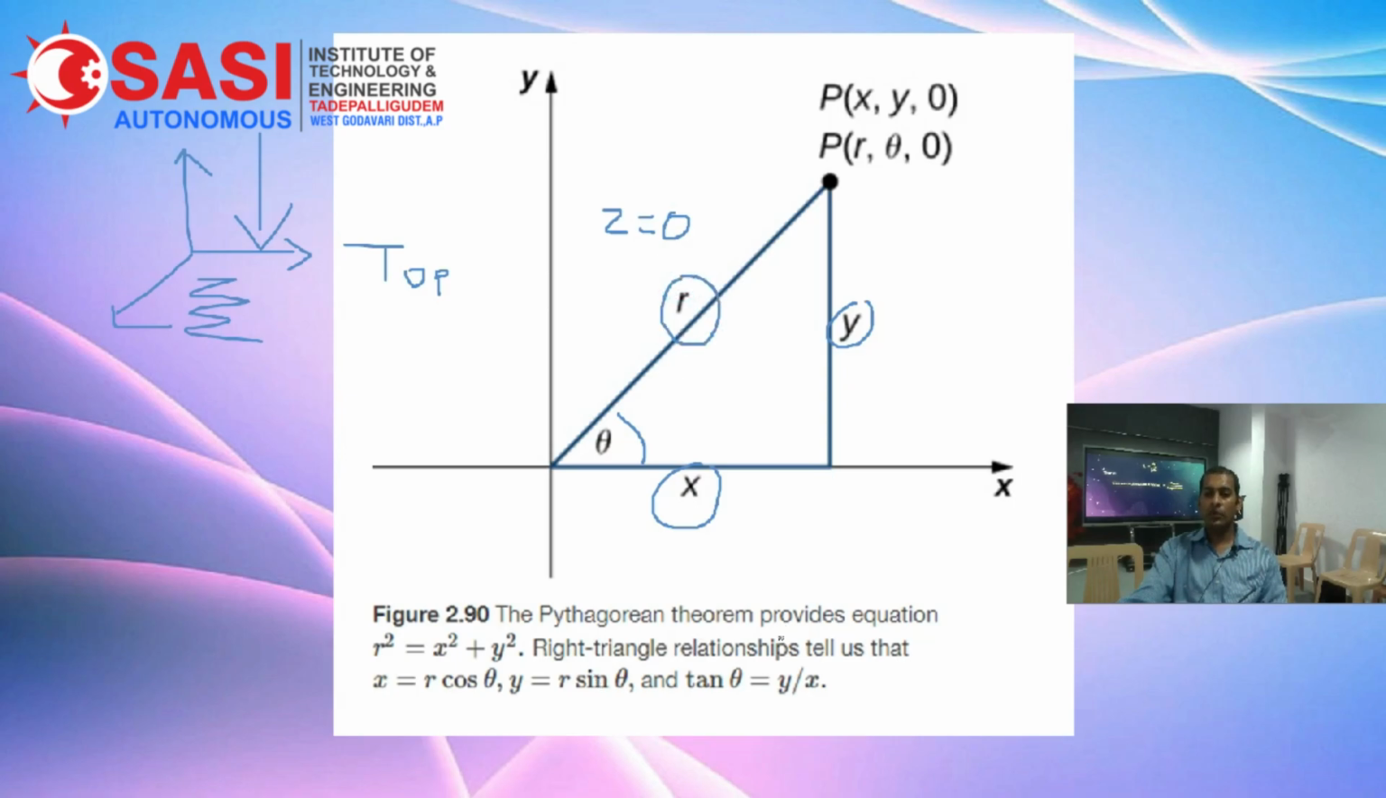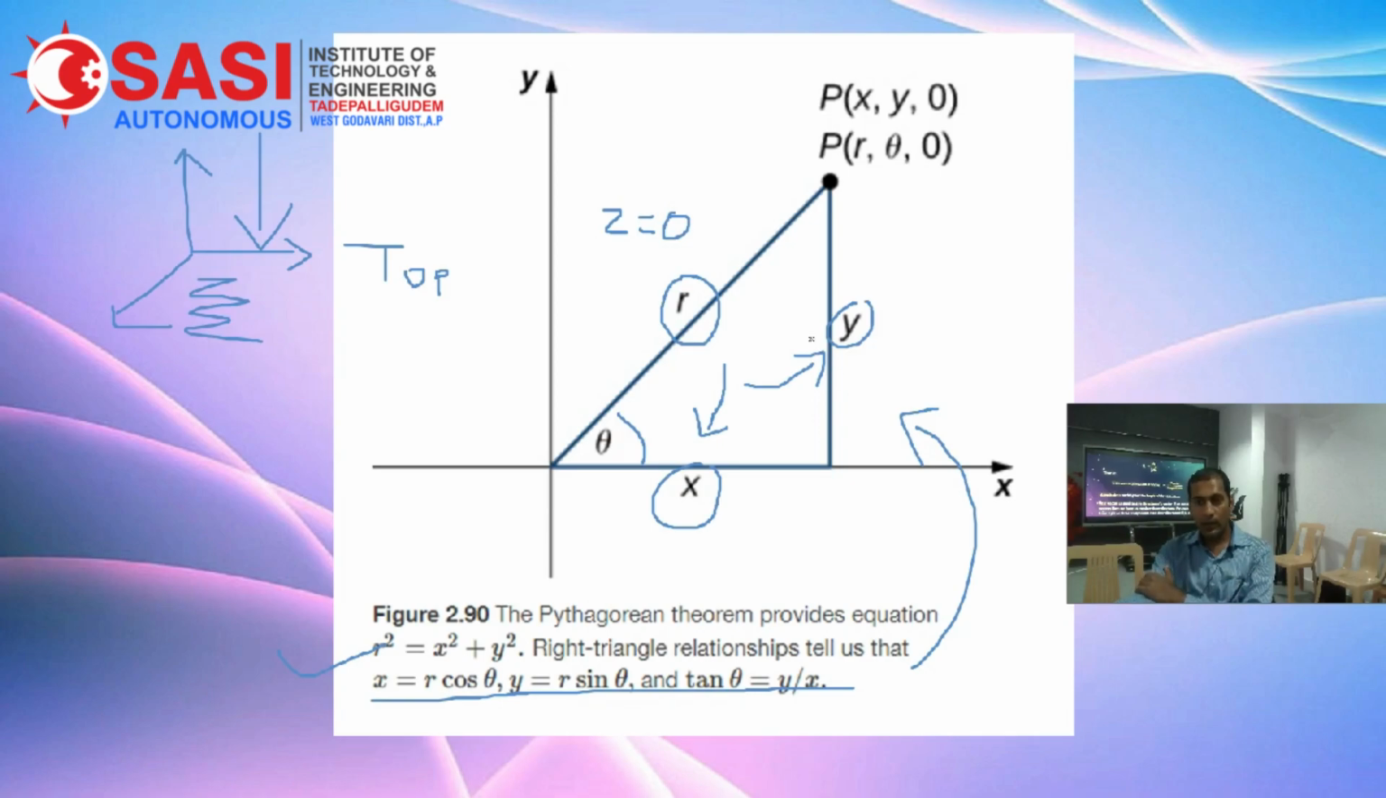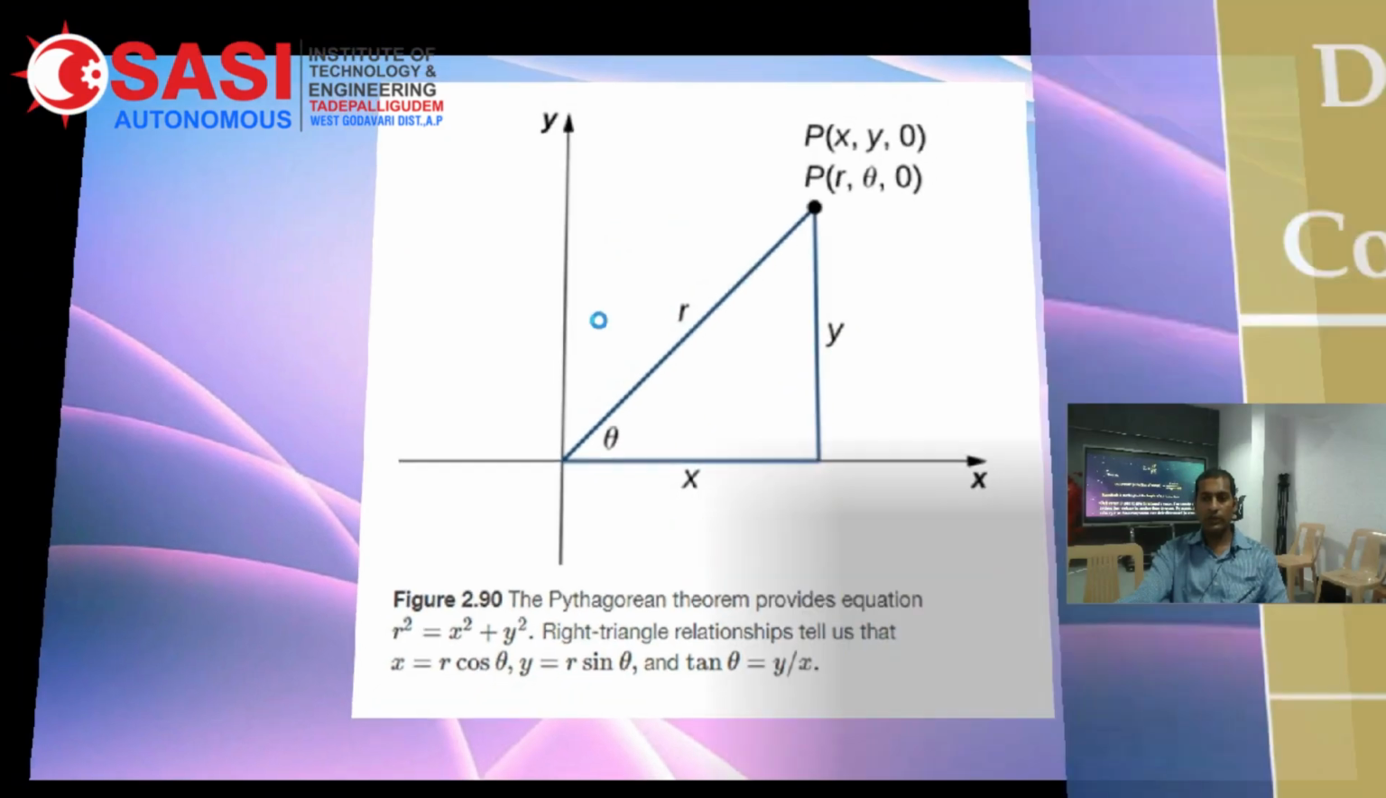So Pythagorean theorem provides equation. From Pythagorean theorem what we can say, this r square is equal to x square plus y square. So hence r will be equal to square root of x square plus y square. So from here we can also say that x is equal to r cos theta, y is equal to r sin theta and tan theta is equal to y by x. So from Pythagorean theorem we can remember these equations for the conversion. So it is very easy method to remember the conversions. In examples we use these conversion methods.